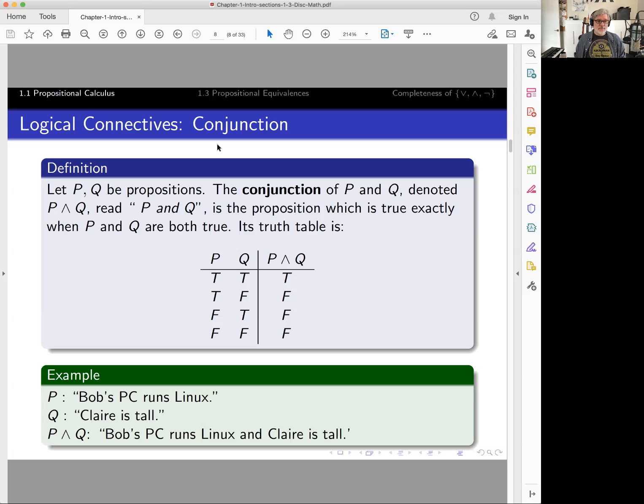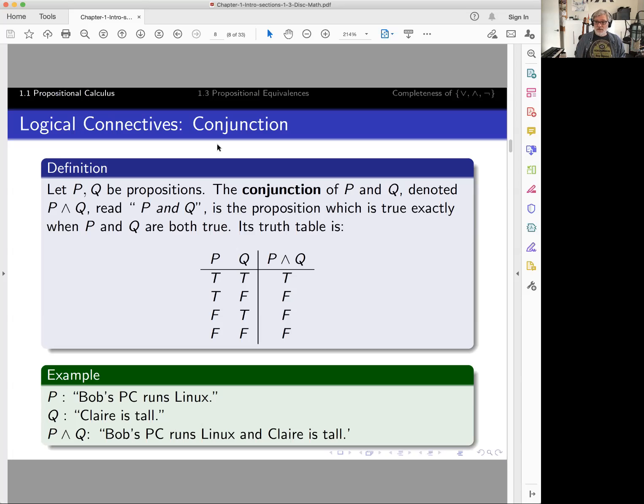So there's an example there in natural language. Statement P is Bob's PC runs Linux. Statement Q is Claire is tall. So the conjunction of these two statements is Bob's PC runs Linux and Claire is tall. This will be true if Bob's PC runs Linux is true and Claire is actually tall.